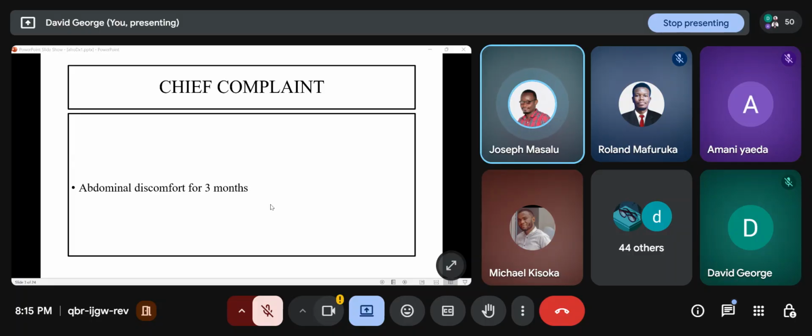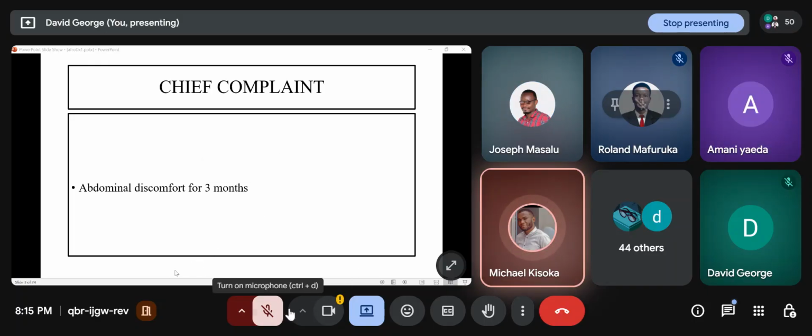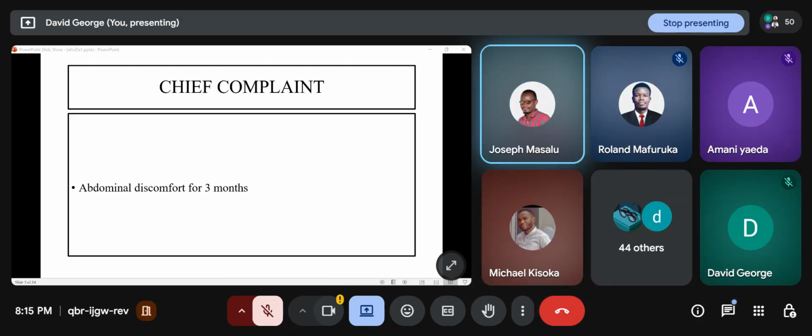So what I would do in real life, someone says I have discomfort in my abdomen, I say, what exactly do you mean? Is it pain or does it feel heavy? What exactly is it? So I would inquire more. What does the chief complaint mean? What is discomfort? I think we should proceed, Michael. So the HPI.